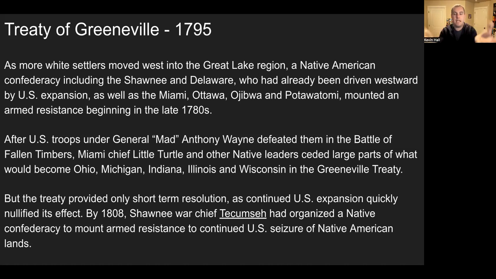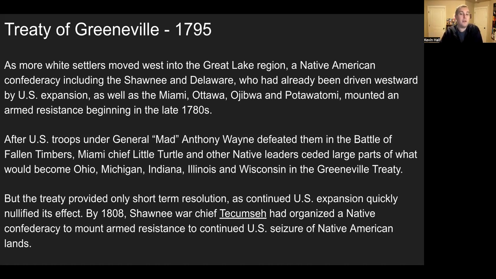So if they ceded it, it means they gave up their land, right? Because they lost to the U.S. Army. And not just a little bit of land. Think of the size of Ohio, Michigan, Indiana, Illinois, Wisconsin. All those states' worth of land ended up going over to the United States, right? The Native Americans lost their land again.